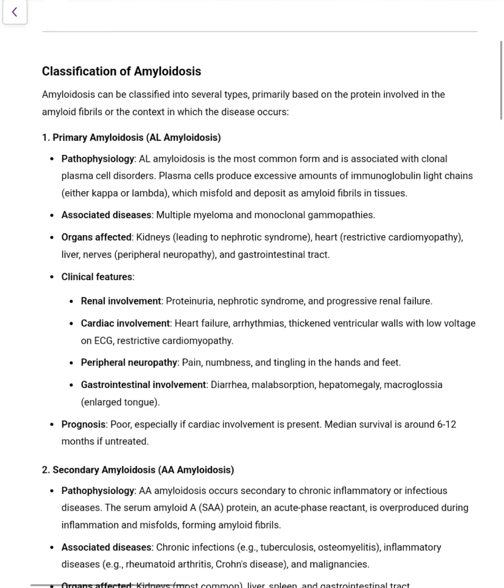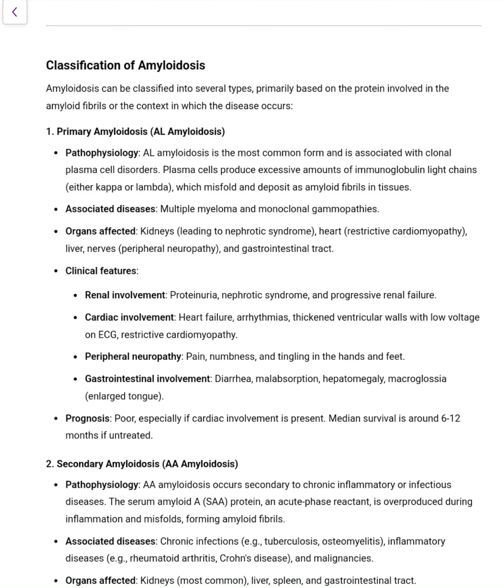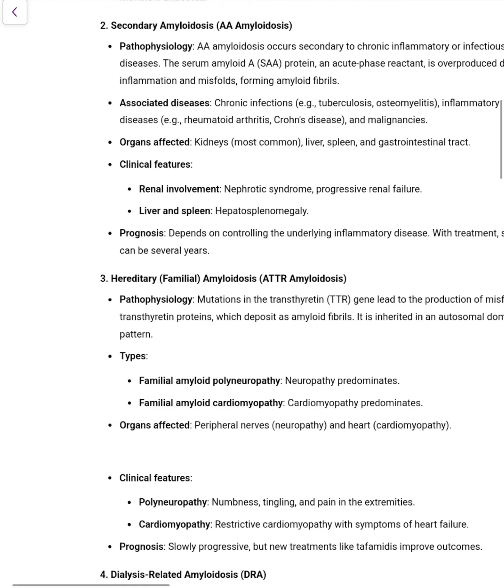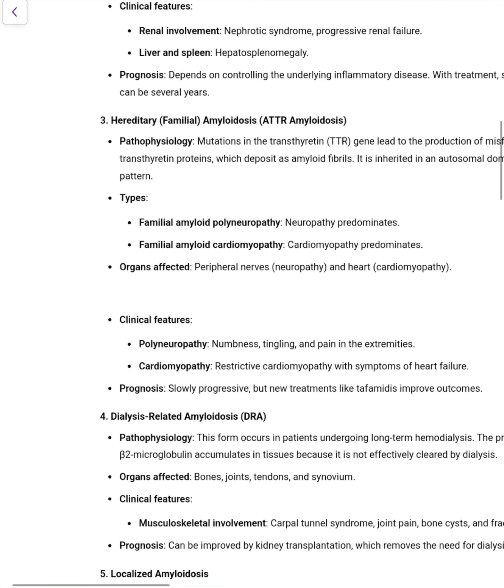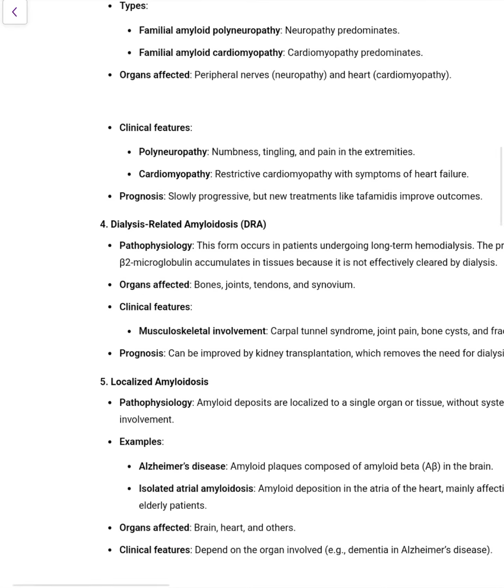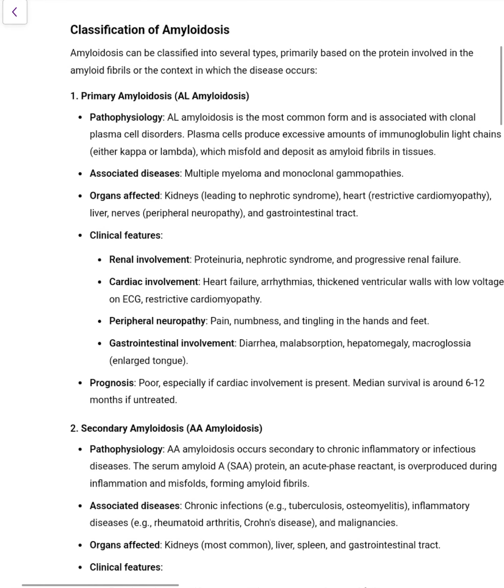So now coming to the classification, there are 5 types we will be discussing mainly: primary amyloidosis, secondary amyloidosis, familial amyloidosis, dialysis related amyloidosis, and localized amyloidosis. So we'll discuss each one in detail.